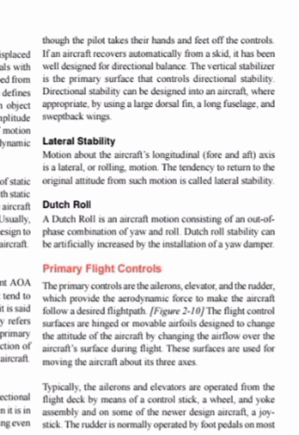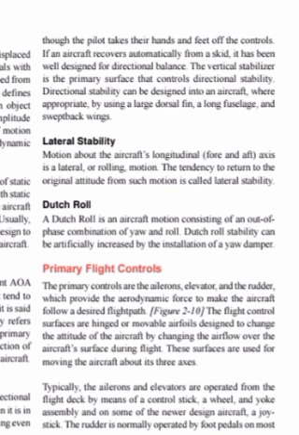Lateral stability. Motion about the aircraft's longitudinal fore and aft axis is a lateral or rolling motion. The tendency to return to the original attitude from such motion is called lateral stability.